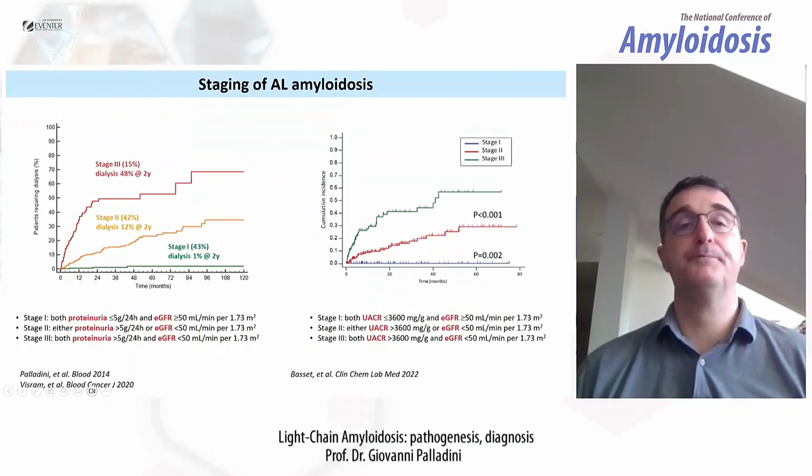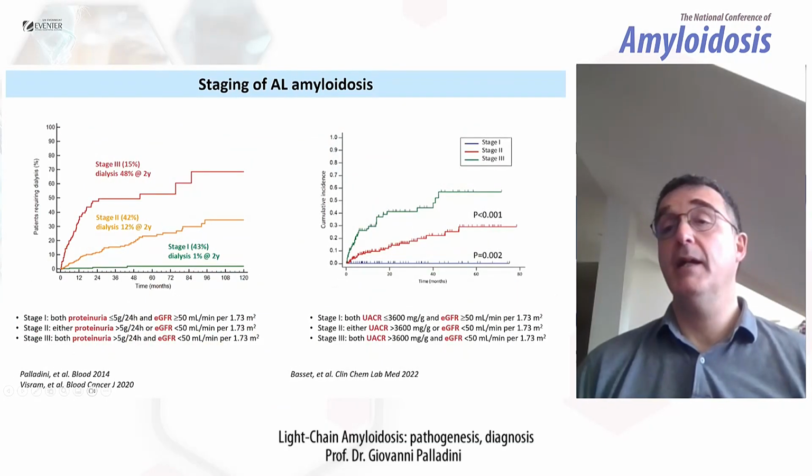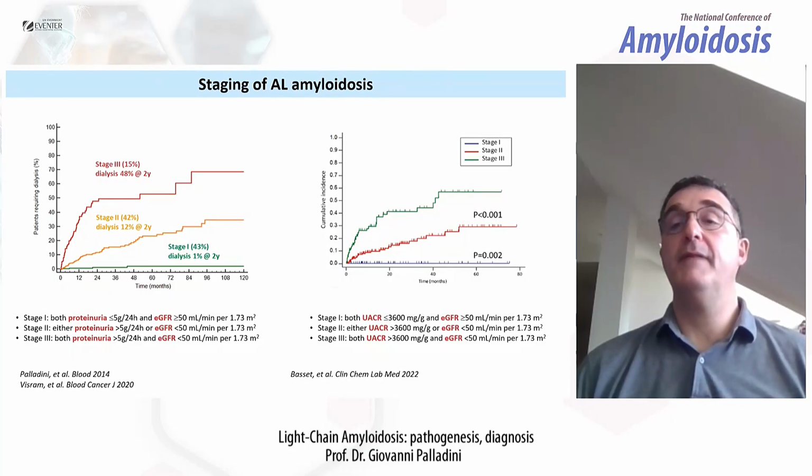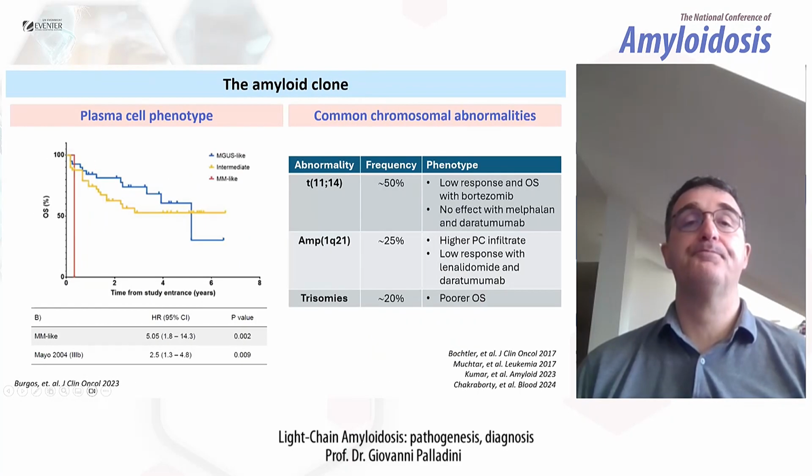You can also stage renal involvement with proteinuria and GFR. Again, I would like to emphasize that reversible stages exist. Stages with low proteinuria, with high glomerular filtration rate, can be reversible. So if you diagnose these patients at an early stage with renal involvement and you treat them, you have a very good chance that they don't progress to dialysis.